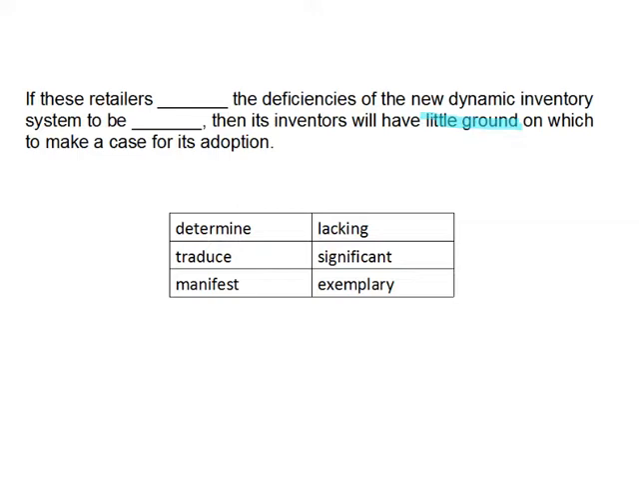And so what would the deficiencies of that new system be? If I'm going to have no ground to stand on in recommending it, then I must have lots of deficiencies, or at least large deficiencies, something along these lines. Now, the first blank is a little more bland. If the retailers do what? The deficiencies of the new dynamic inventory system to be large. If they find that they are large, if they determine that they are large, perhaps if they consider the deficiencies to be too large or to be large, any of these would work.